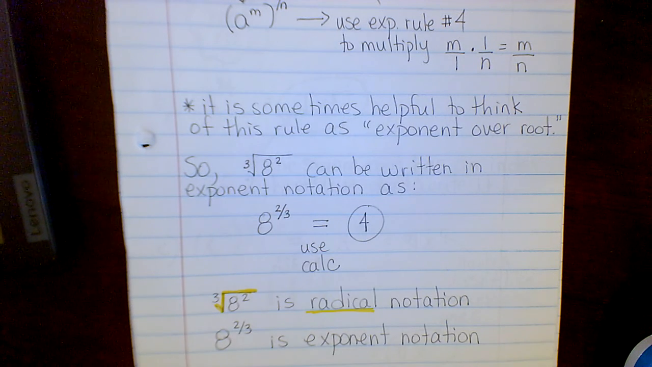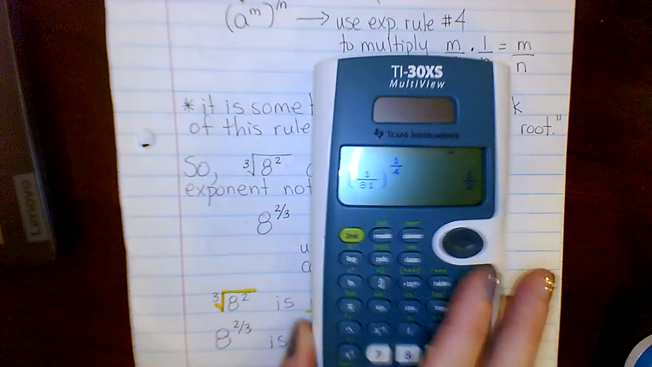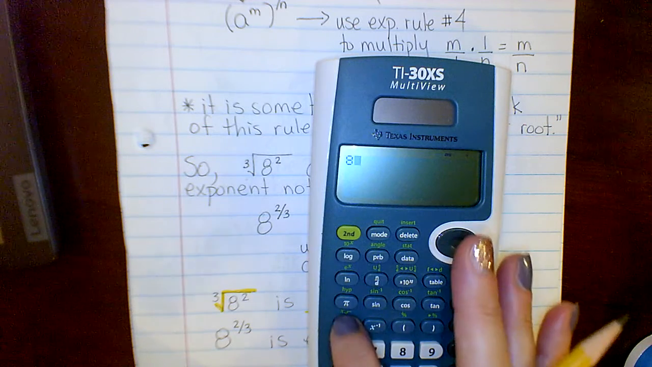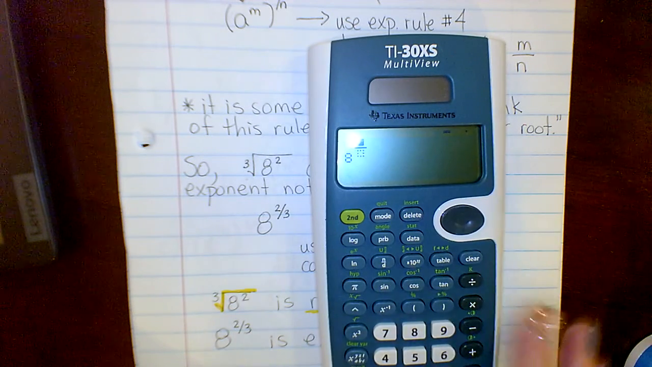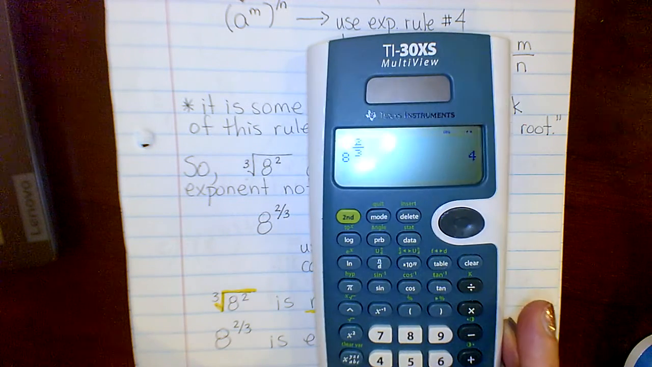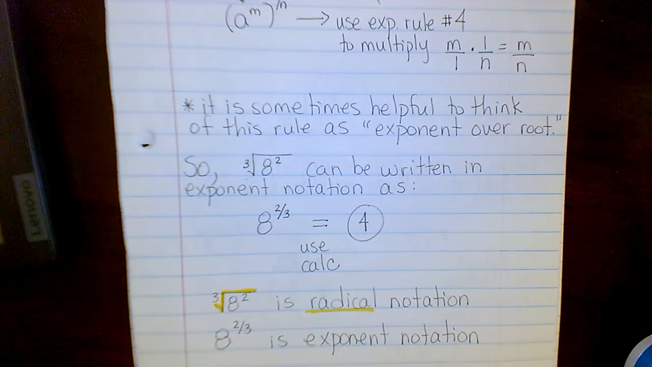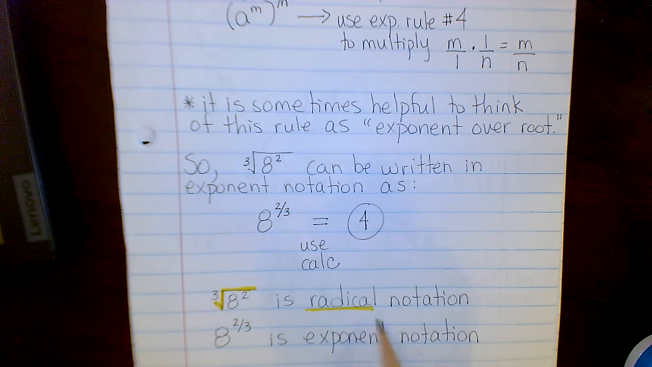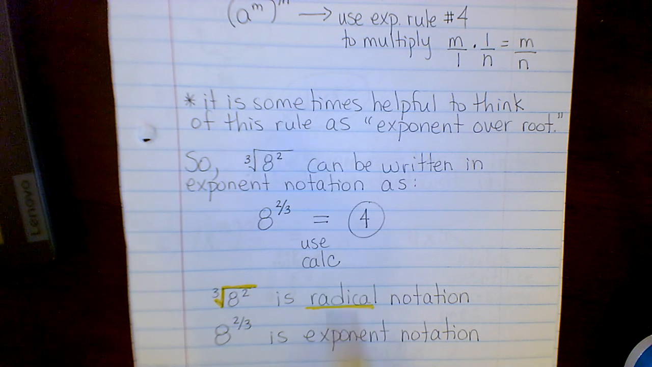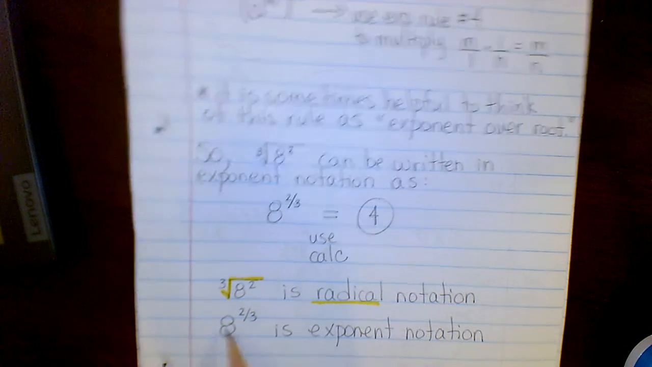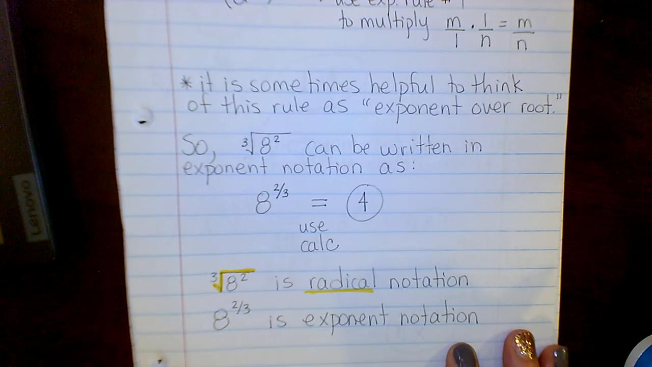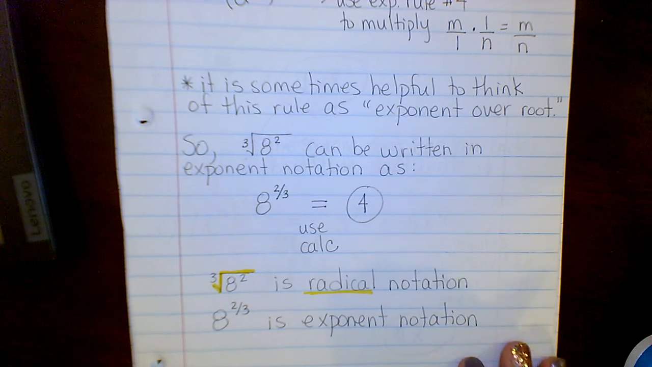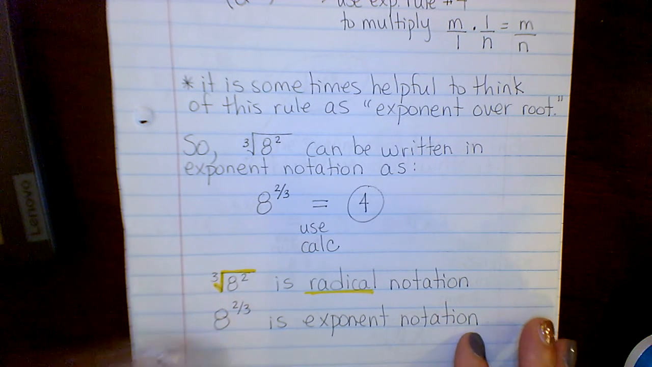You can use the calculator to do 8 to the 2/3 power. So if I want to do 8 and then the exponent key, then the fraction, 8 to the 2/3 power is 4. So this cube root of 8 squared is what's called radical notation because there's a radical. 8 to the 2/3 power is exponent notation. So just so you know, if Hawks asks you for it in exponent notation versus if Hawks asks for it in radical notation, you'll know which one they're asking for.